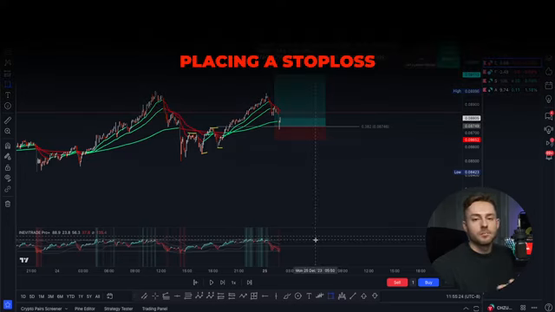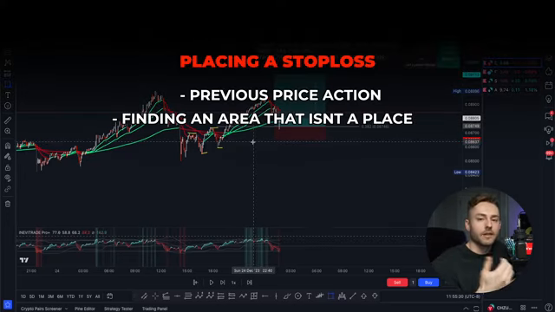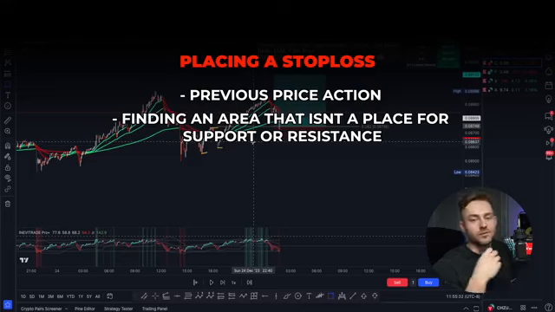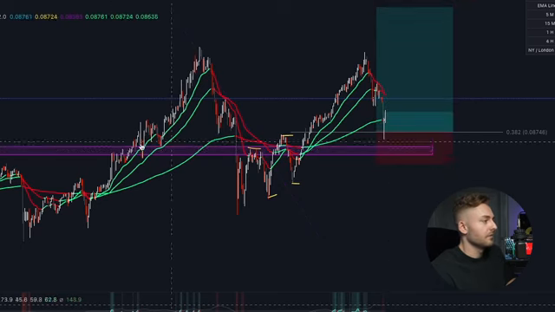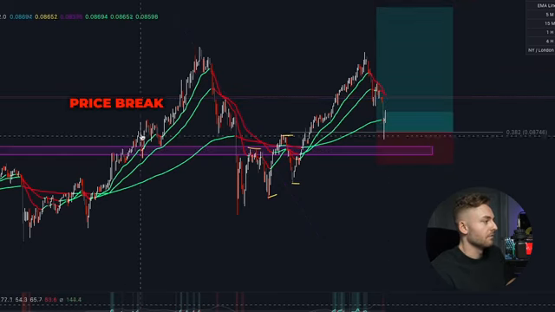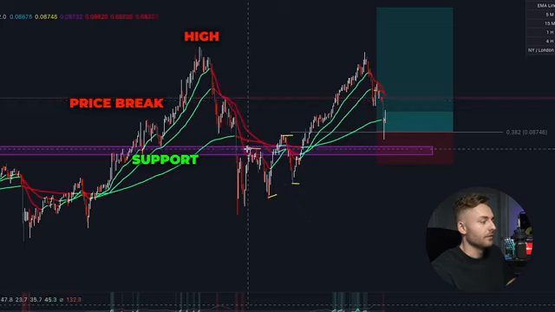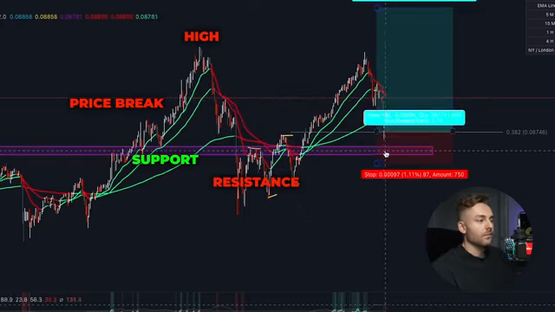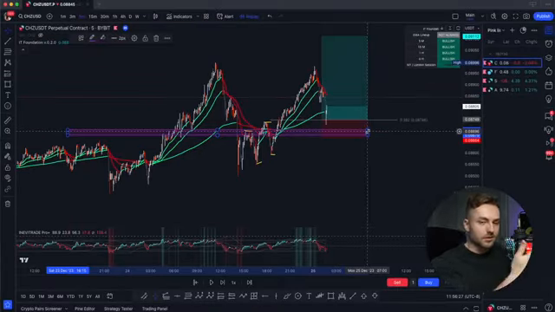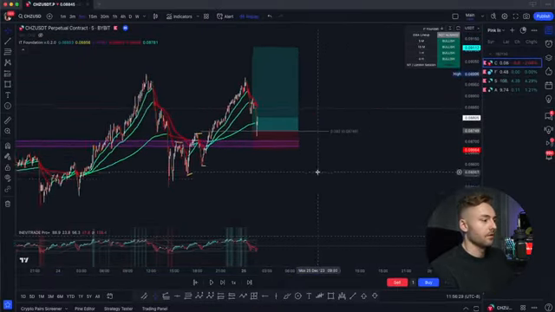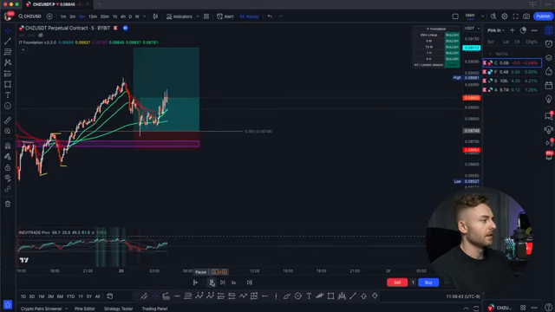When you're placing a stop loss, you always want to be paying attention to the previous price action and figuring out an area that isn't a place for potential support and resistance. So if I look over here, I see that previously this was a pretty significant level. So I have price breaking above, catching support, bouncing off of that high point here, hitting resistance on the other side. And now this is going to potentially be an area of support. And what we like to do is place our stop loss underneath important levels here on the chart. All right, so now we have price continuing to move up in our direction.